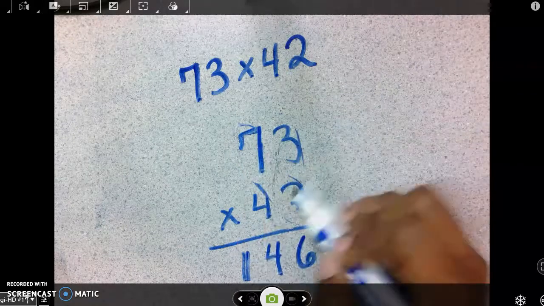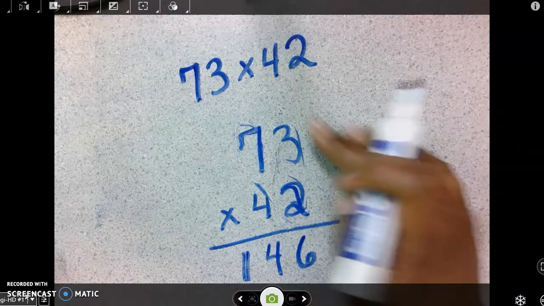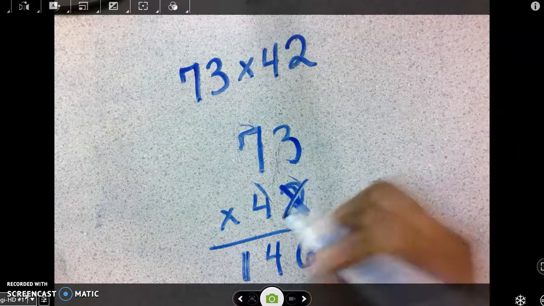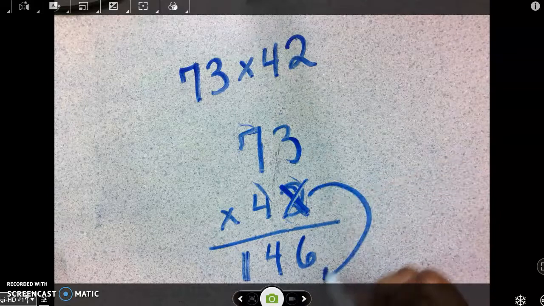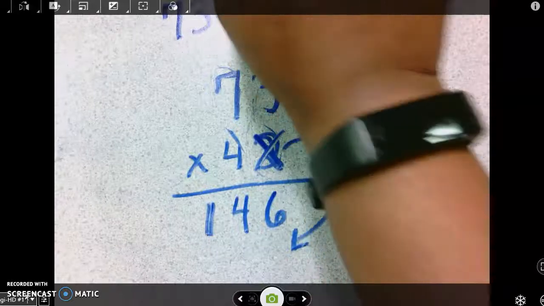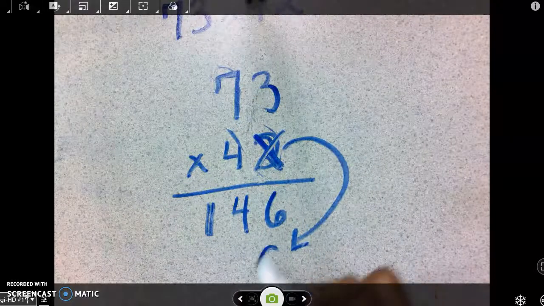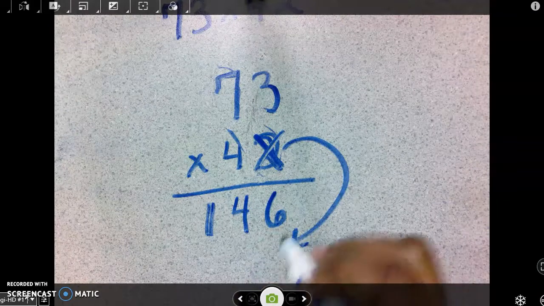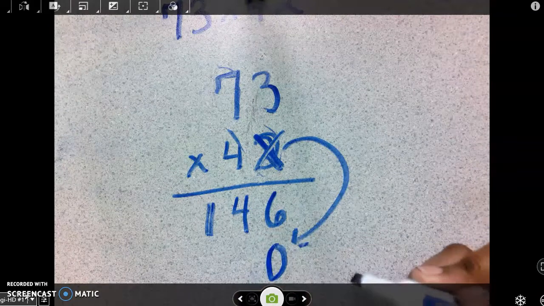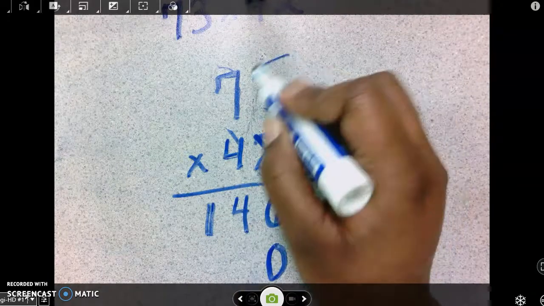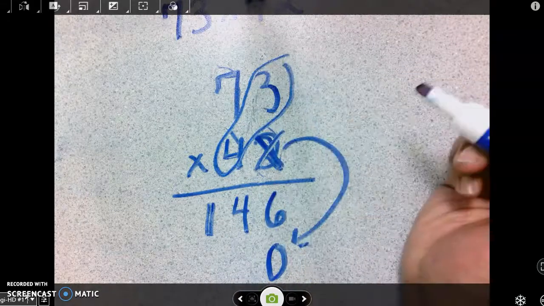All right, so this is a 2. Now I'm finished in the ones place with this 2, so I'm going to cross it out. Bring down what's called my placeholder. I'm bringing down my placeholder here, which is a 0 to hold that place, because I'm not starting in the ones. I'm starting in the tens. All right, so now I'm here at 4 times 3, which is 12.